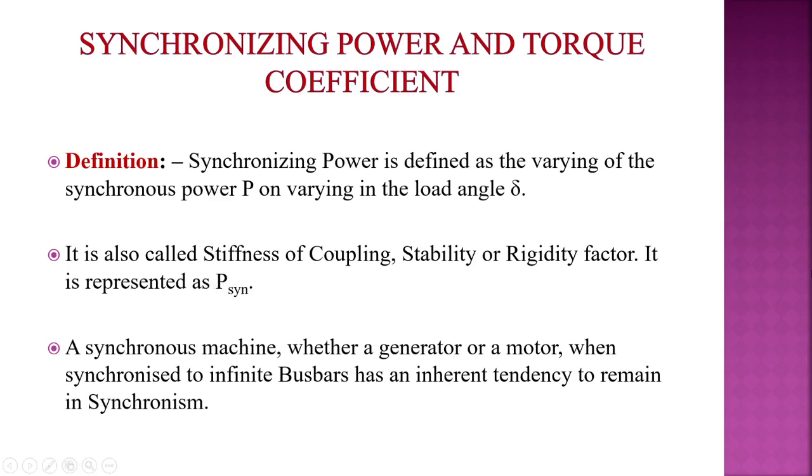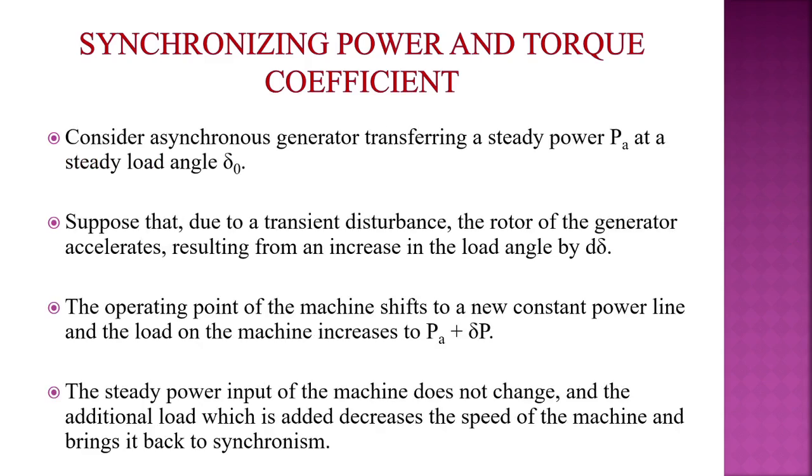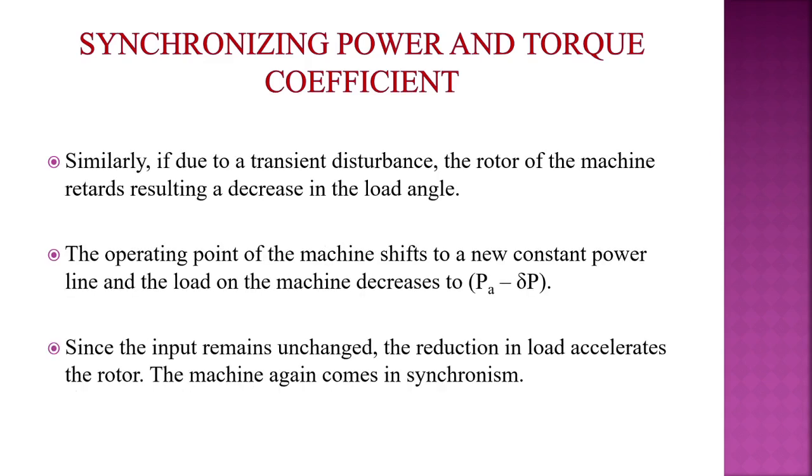A synchronous machine, whether a generator or a motor, when synchronized to infinite bus bars, has an inherent tendency to remain in synchronism. So let us consider a synchronous generator transferring a steady power P_A at a steady load angle delta naught. Suppose that due to a transient disturbance, the rotor of the generator accelerates, resulting in an increase in the load angle by d delta. So now the operating point of the machine will shift to a new constant power line and the load on the machine increases to P_A plus delta P. The steady power input of the machine does not change and the additional load which is added decreases the speed of the machine and brings it back to synchronism.